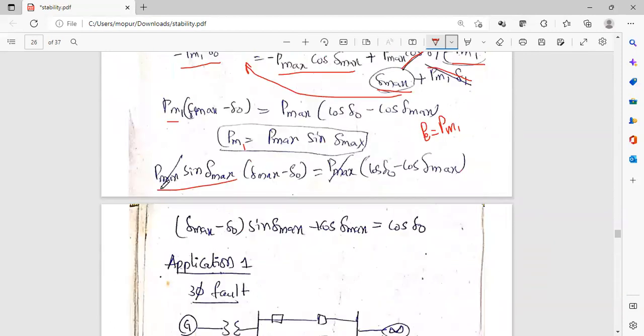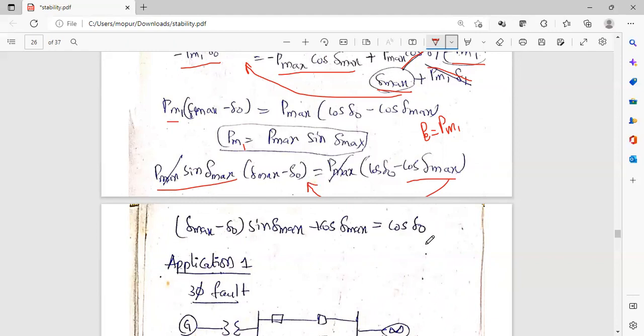So what will happen? This PM1 I am replacing as P max sin del max into del max minus del naught, which is equals to P max into cos del naught minus cos del max. This P max gets cancelled. And what we will get? Del max minus del naught into sin del max. This minus cos del max, I am bringing to the other side. So what I will get is plus cos del max is equals to cos del naught.